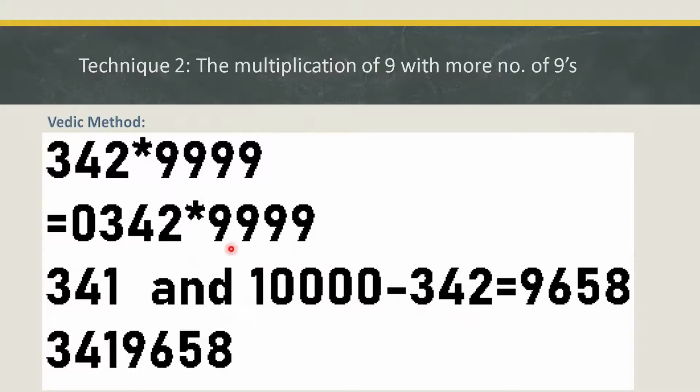Why? Because we are multiplying this with 9999, not 999. This is the only difference between 342 into 9999 and 342 into 999. So here we'll do 10,000 minus 342, which is 10 minus 2, 8, 9 minus 4, 5, 9 minus 3, 6, and 9 minus 0, 9, and this will become 0 as I said in the previous lecture. 9658 is the second part and 341 is the first part, as 342 minus 1 is 341.